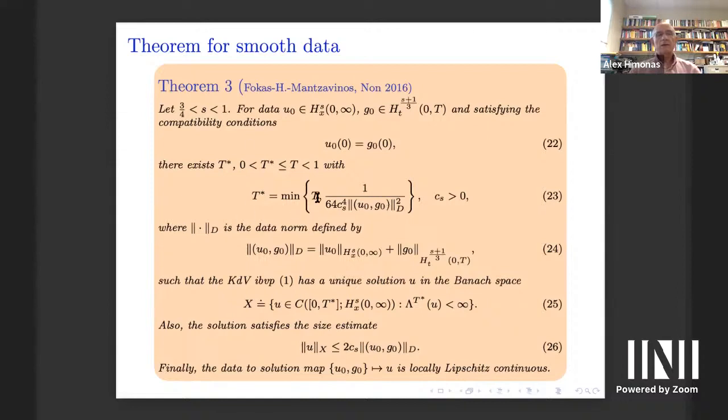And here is an estimate for the lifespan, and here is an estimate in 26. Here is an estimate for the solution, which belongs to the Banach space X, which is defined via the lambda norms, and the solution is unique in this space. And also we have stability, we have Lipschitz continuity of the data to solution map. So that was the first result we were able to obtain in 2016.